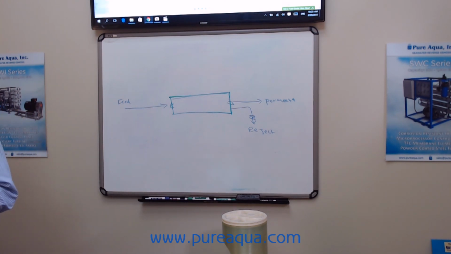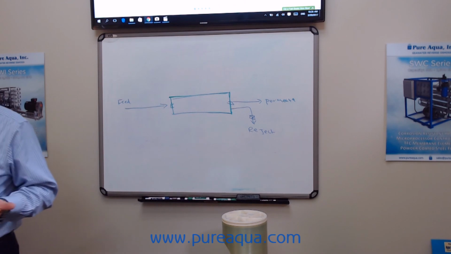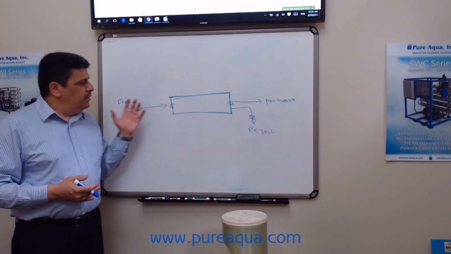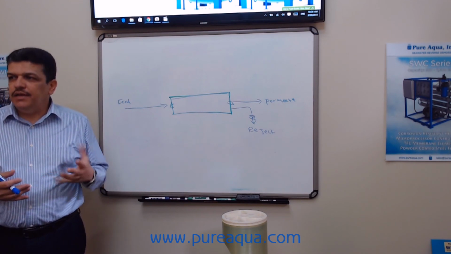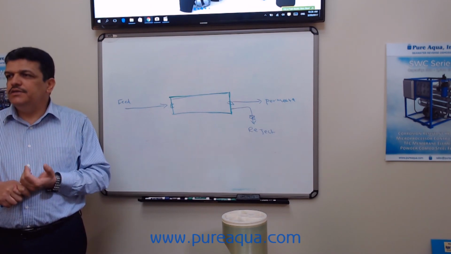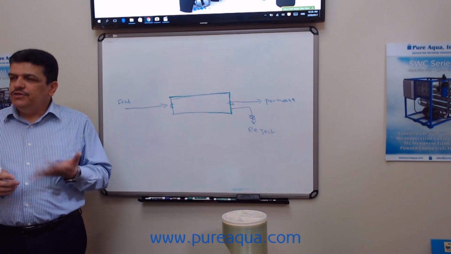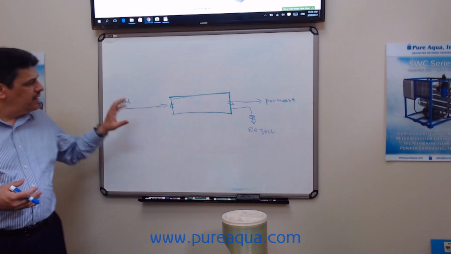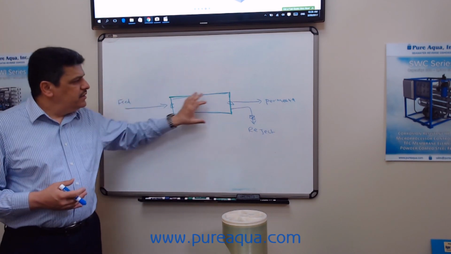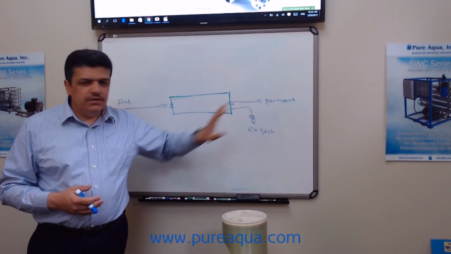There are certain parameters to perform the design. And there are some design calculations, based on what the feed water analysis is, how many membranes, and what the flow rate is. We'll talk about this a little bit because it's a lot of information. So when we feed the water here, some water is going to go to the reject, some water is going to go to the permeate.